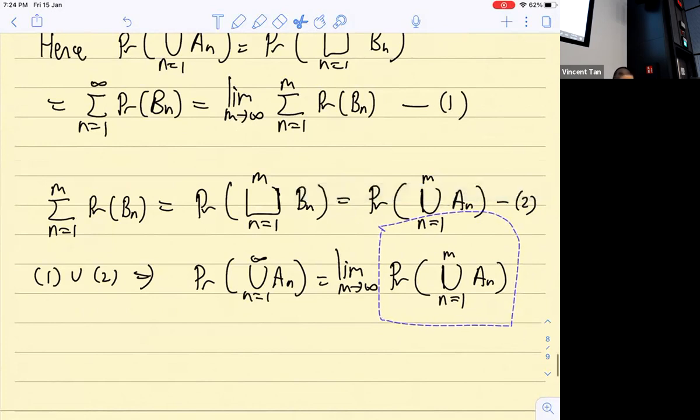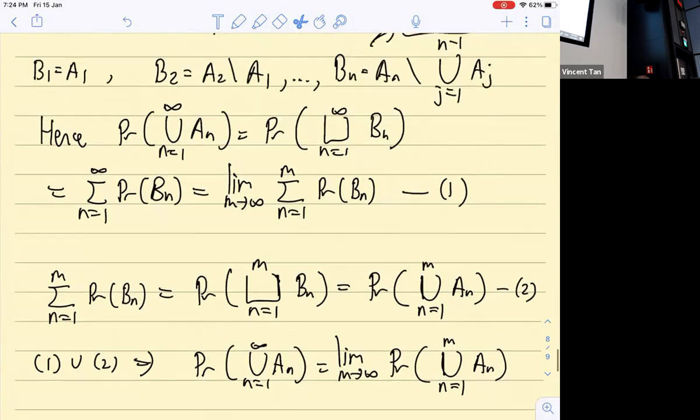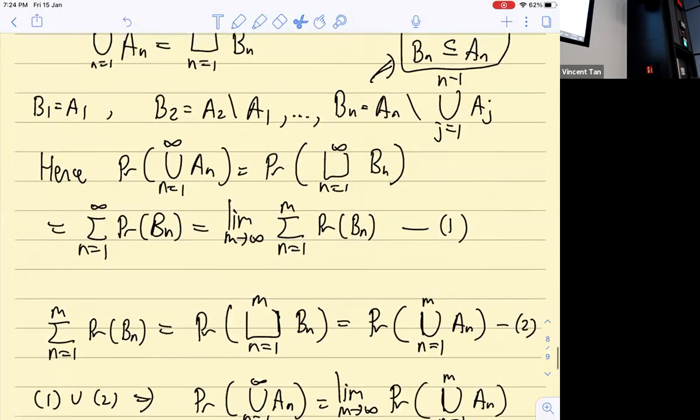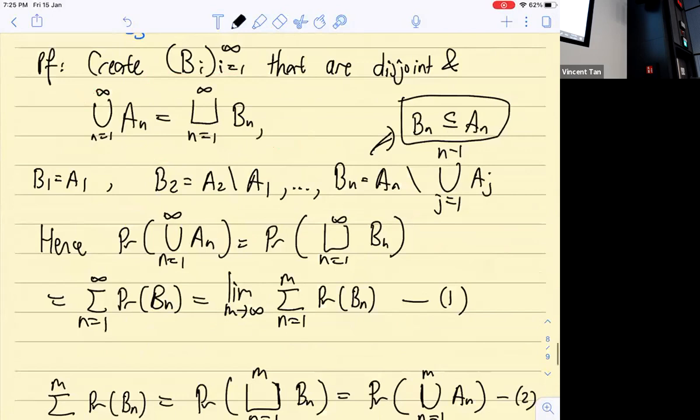So we had to go through the route of creating this disjoint union of the B's first, and then move back to the A's by considering the fact that not only this is true, but also the following is true. The union up to m of the A_n is equal to the union up to m, a disjoint union, of the B_n. Okay, we also have this property in addition to the infinite version. All right, so these properties need to be proved, and I will not do it.